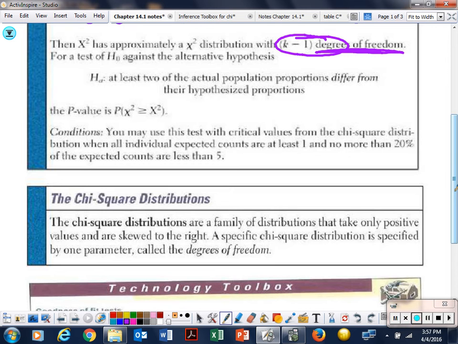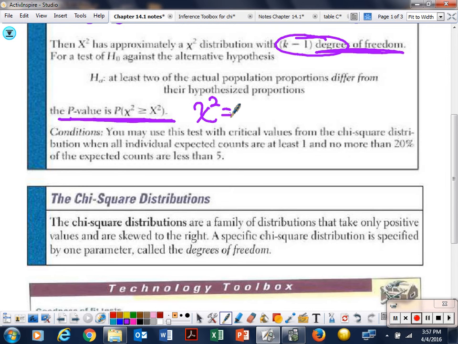Now, the p-value. To find that, if we find what our chi-square is, we can then type in some values on our calculator. Just like before with the mean and the proportion, we can use the normal CDF or the TCDF, but for chi-square, it has its own place to go to, and I will show you where that is.